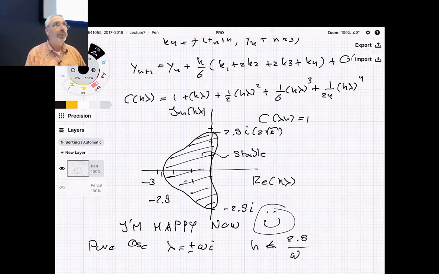So if somebody feels the urge to do this, please do, hand it in, and you get a bonus on your homework. Definitely. And more than one bonus point, I guess, because it's a serious amount of work. Well, okay, that's not the topic. The important thing is I'm happy because now oscillatory systems I can integrate numerically stable.